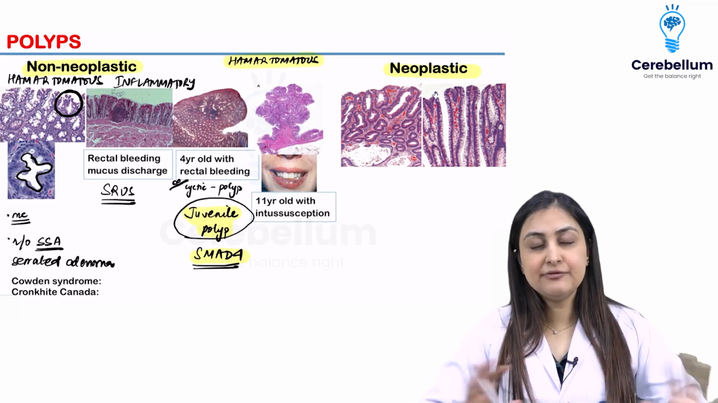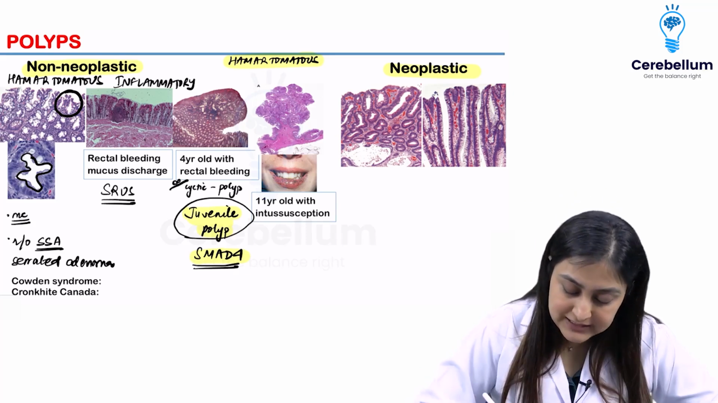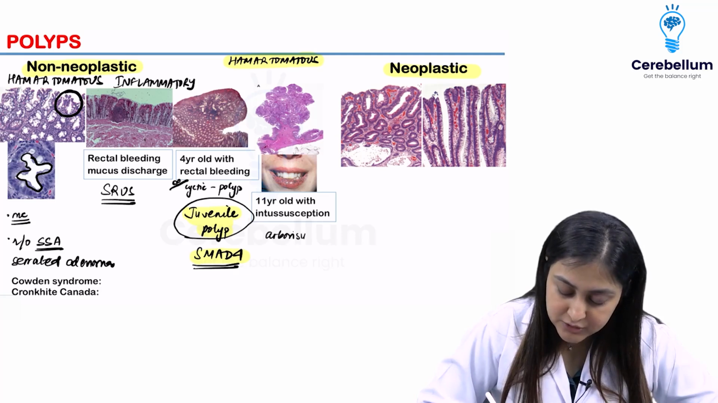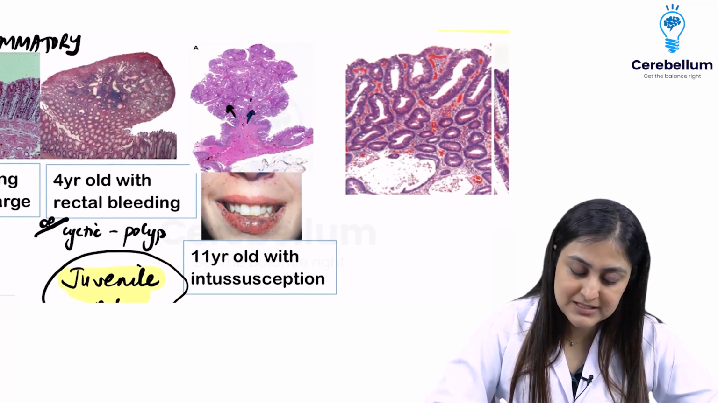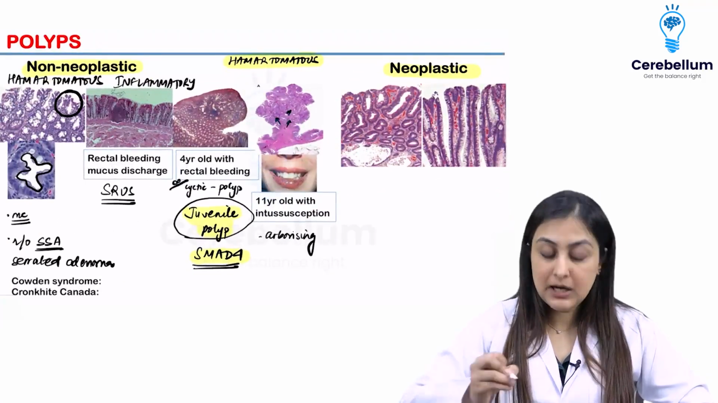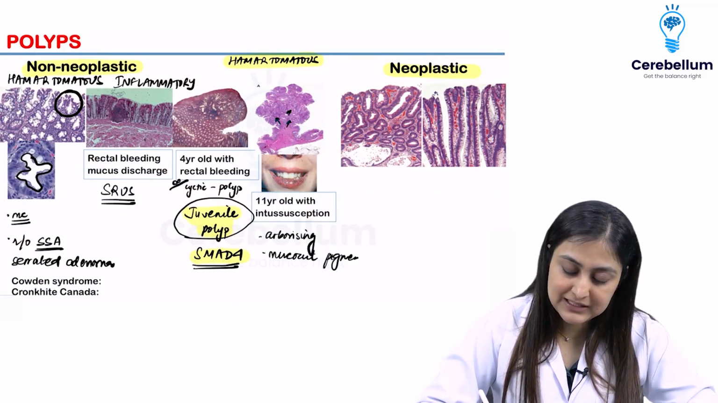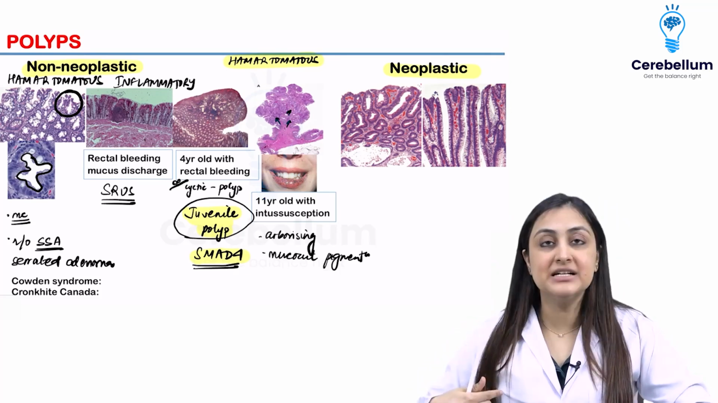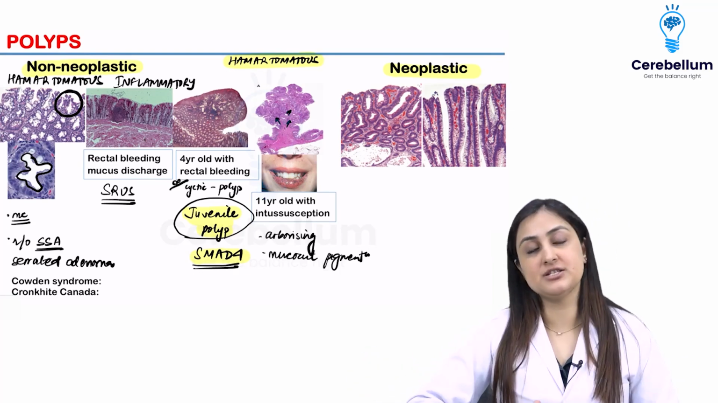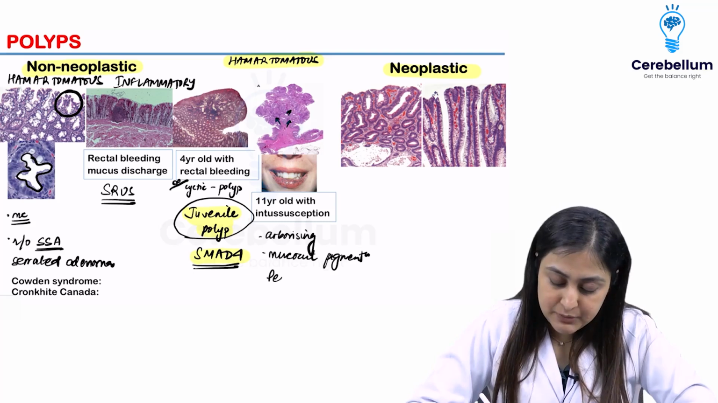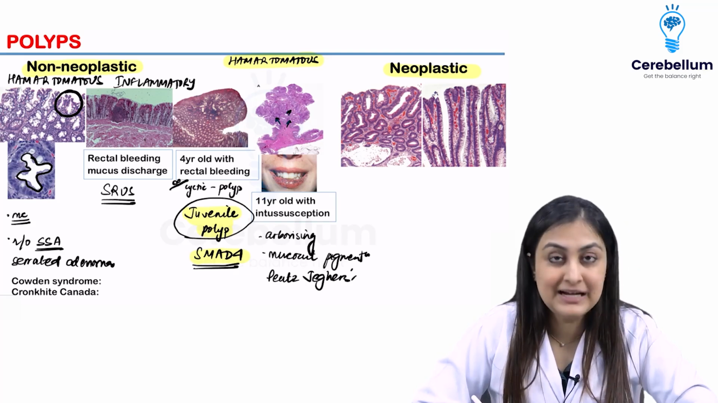The most important, if you don't know anything, you mark Peutz-Jeghers syndrome. So what you are seeing here is this very typical arborizing pattern of the polyp. So arborizing, it looks like a tree, isn't it? And you have this smooth muscle which is going into the polyp. Apart from that, you're going to get this mucocutaneous pigmentation around the mouth, very, very typical history. 11-year-old with intussusception. Why intussusception? Because these polyps can act as a lead point for intussusception to occur. Okay, so this is Peutz-Jeghers syndrome, very, very important. 11-year-old child usually will present.